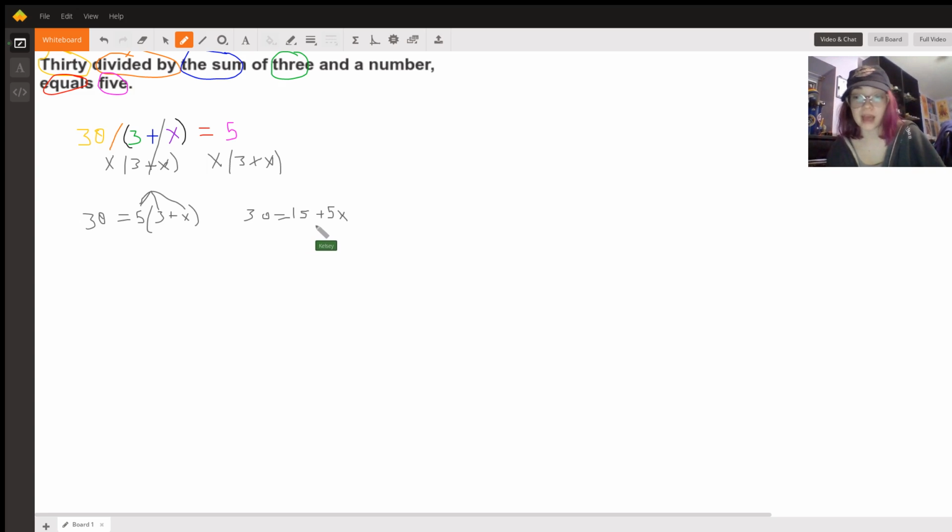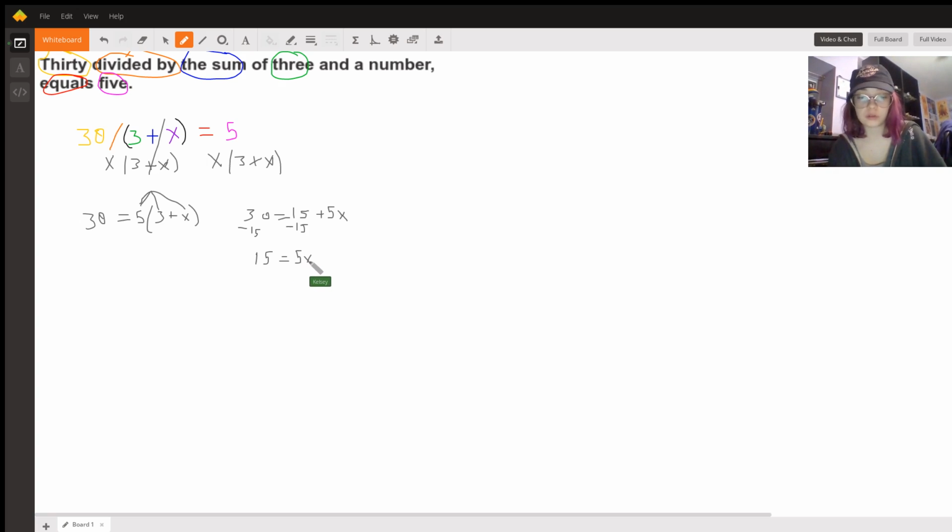Now we want to get the x by itself. You always want to get the variable by itself in the end. So since 15 and 5x are being added, we undo addition with subtraction. So we are going to subtract 15 from both sides of the equation to get 15 equals 5x.